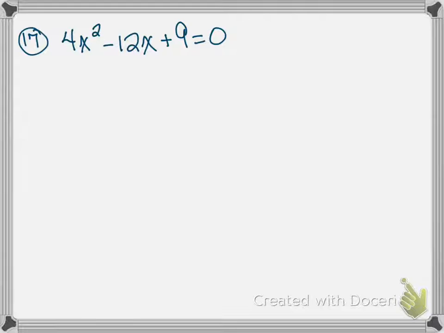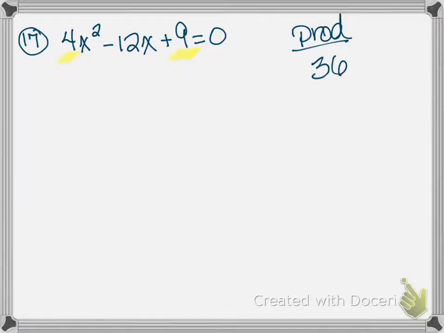Okay, so this one, we do not have a coefficient of 1 in front of our x squared. We have something greater than 1. We have 4 in front of that. So that one's going to be a little bit more challenging. The way that we get our product here is we multiply our a and our c. So we are going to take 4 and multiply that by 9 to get our product. So our product is 36.